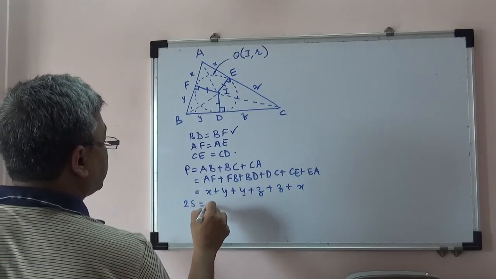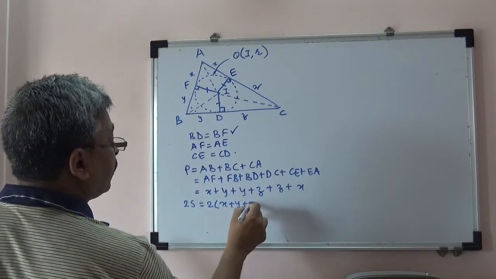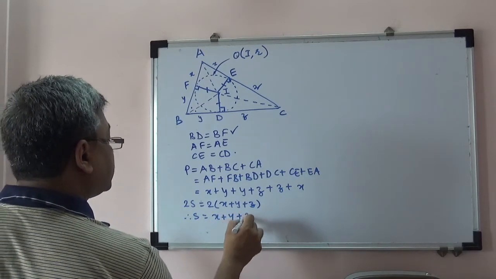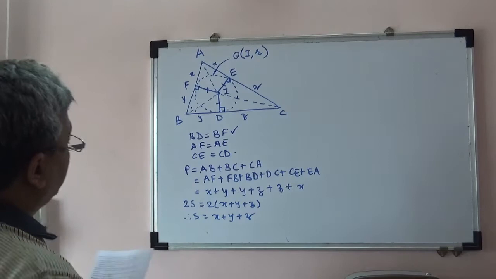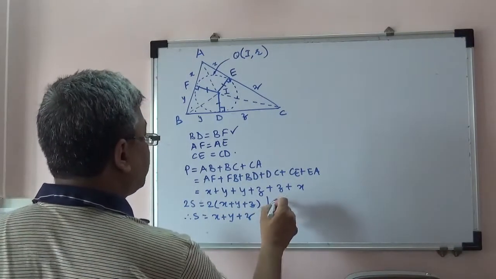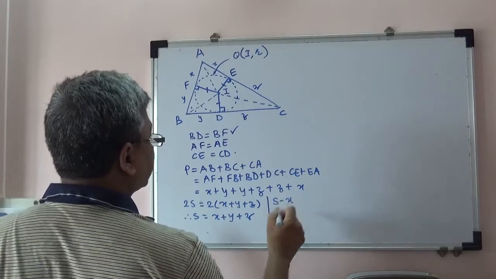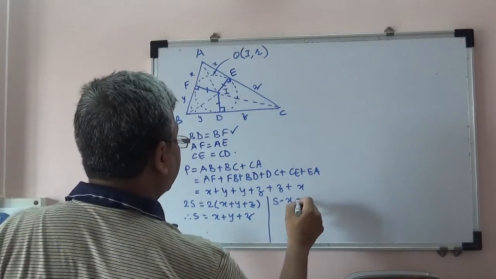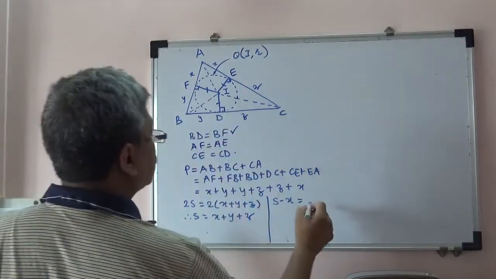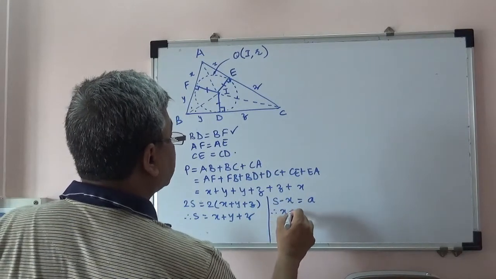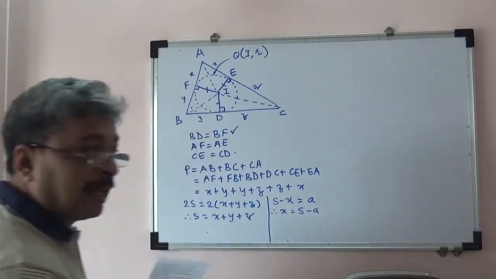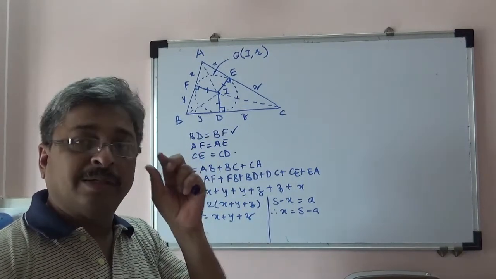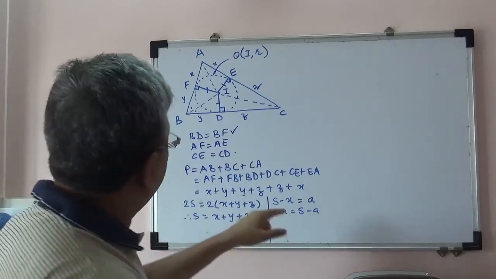So the perimeter, which is 2 times the semi-perimeter, is equal to 2 times X plus Y plus Z. Therefore, the semi-perimeter is equal to X plus Y plus Z. Now, this gives us very important identities. Suppose we take S minus X, which is Y plus Z. Y plus Z is small a. Therefore, X is equal to S minus A. S minus A, the identity which we got in Heron's formula, one bracket, is physically available here.